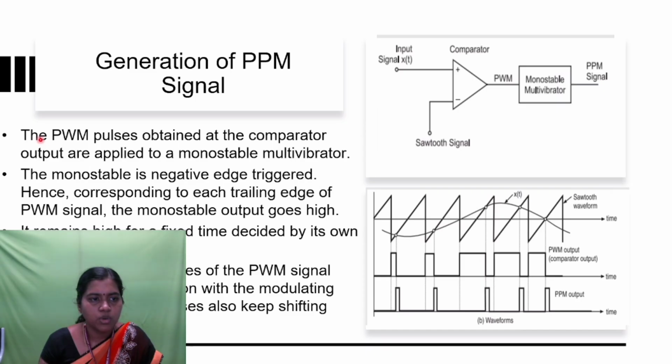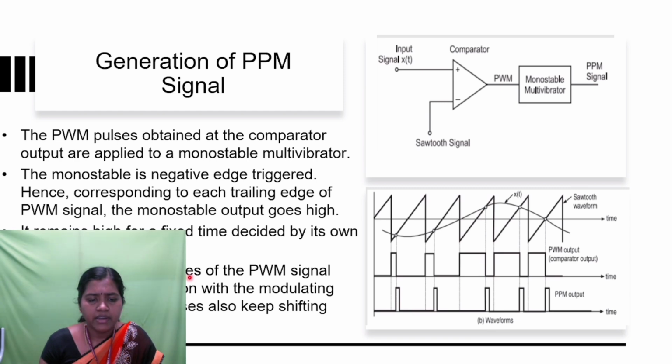So the pulse width modulation pulses obtained at the comparator output are applied to a monostable multivibrator. Generally the monostable is a negative edge triggering unit. Hence, corresponding to each trailing edge of the pulse width modulation signal, the monostable output goes high. It remains high for a fixed time decided by its own RC components, because in a monostable multivibrator the time constant is very important. The time constant tau depends upon both the RC component values. So it remains high for a fixed time.